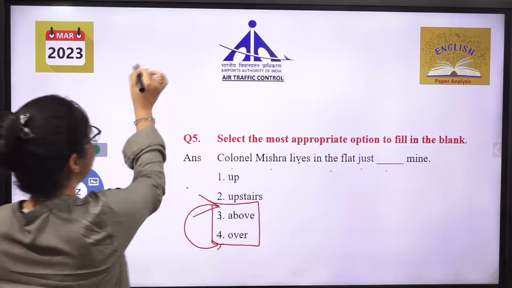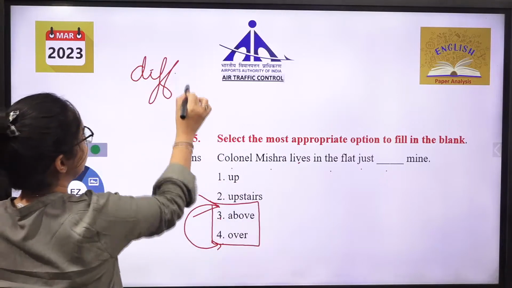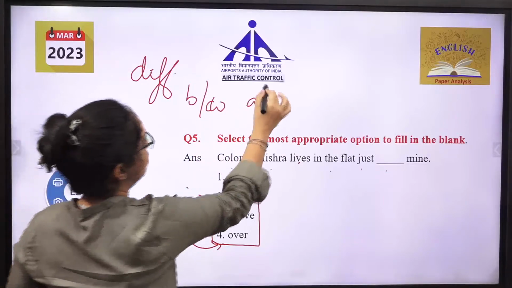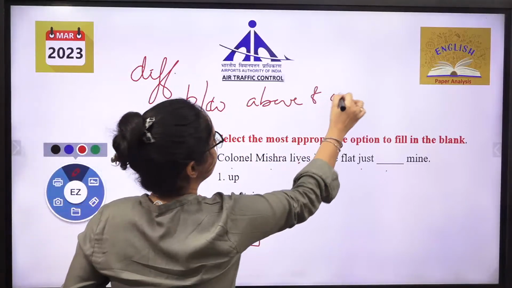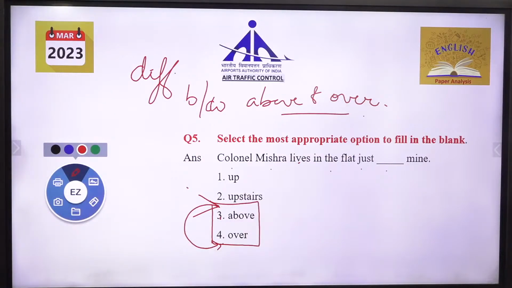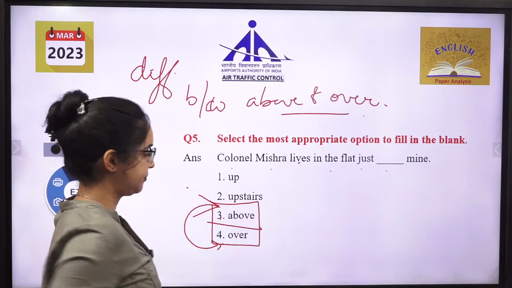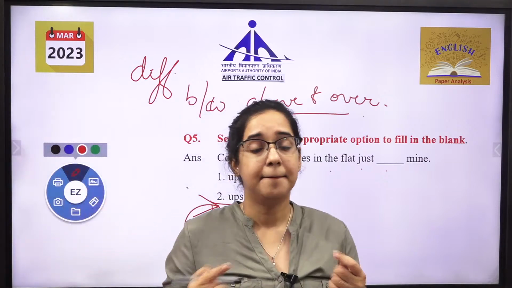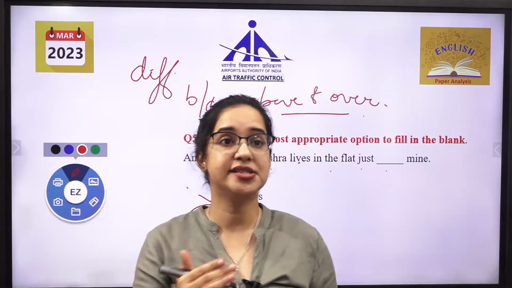What is the difference between above and over? Over will be on layers. The answer is above. That is right. Here you decoded it. But how did above come? This is the question.